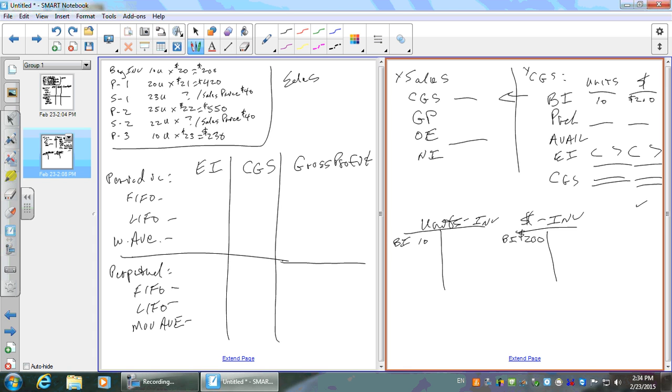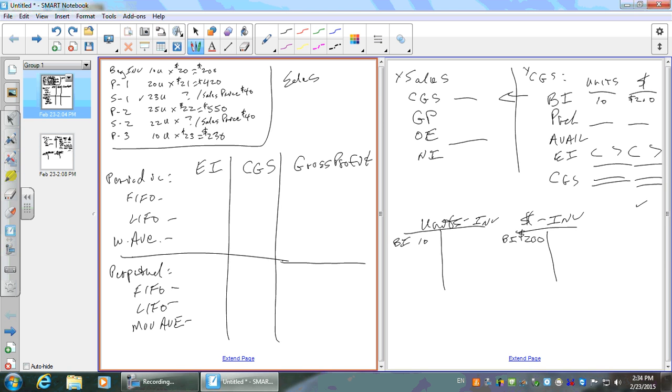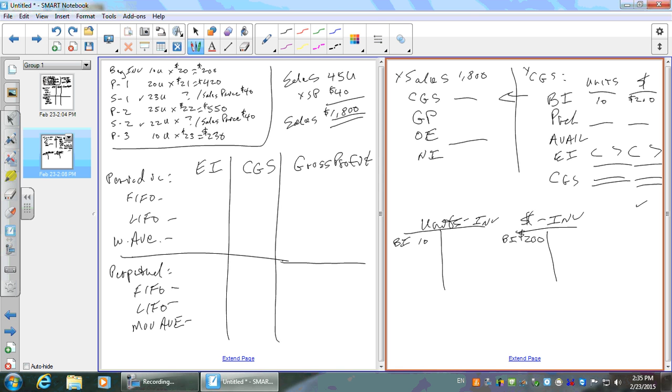How many units did they sell? 23 here, right? Plus 22 here. How many is that? 45 units? Yeah. And what's the sales price? $40. What's $40 times 45 units? How much? $1,800. Okay, excellent. That's my total sales. Everybody agree with that? This one's $1,800. Sales is $1,800.